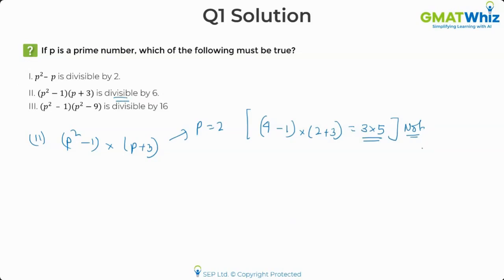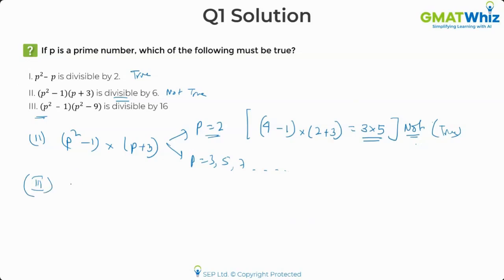That's the moment you're getting something which is not true. You don't need to check for other cases, for p equal to 3, 5, 7. You can say, hey, I'm not getting true for p equal to 2, so I don't need to check further and I can say this is not true. This is true. This is not true. And you can directly move on to the third statement.